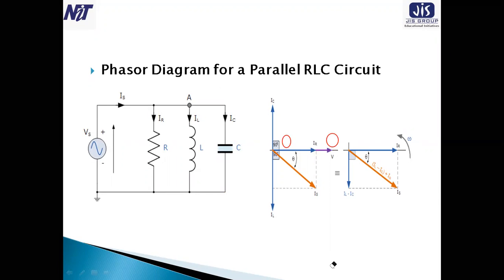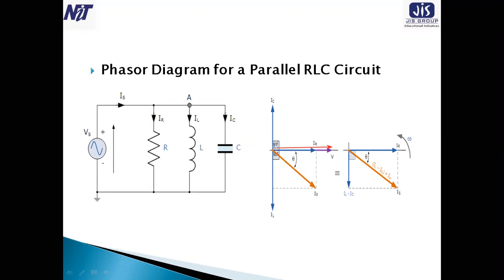Now we are going to draw the phasor diagram of the parallel RLC circuit. We already know how to draw the phasor diagram for the series RL circuit, and for the parallel RLC circuit we are going to draw it now. For the resistor, the voltage and current lie in the same phase. Look here, IR and V are both in the same phase. So no problem with this part.